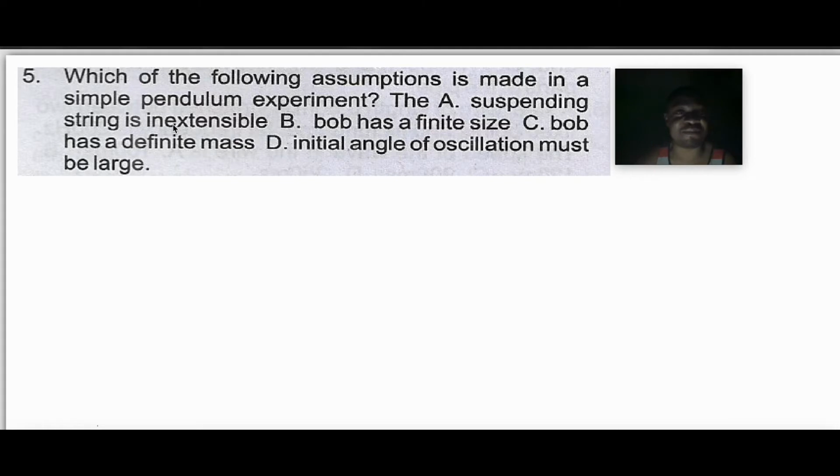Let's dive in. Which of the following assumptions is made in a simple pendulum experiment?